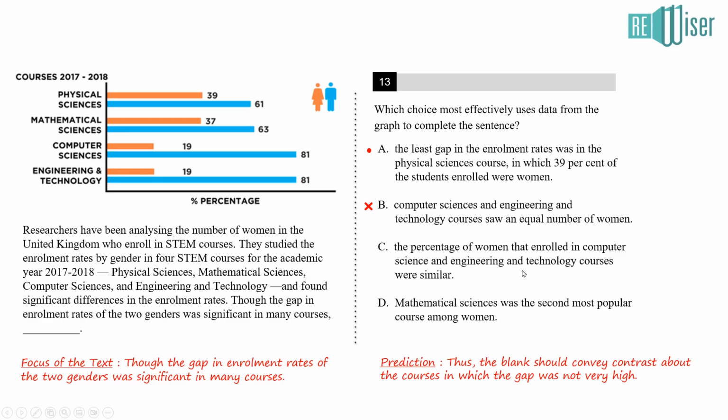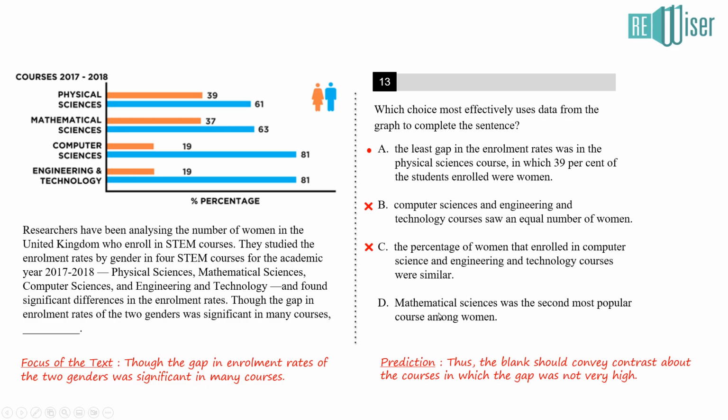Moving on to option C. The percentage of women that enrolled in computer science and engineering tech courses were very similar. Now again, C is factually correct, but it does not provide an effective contrast with respect to the last sentence of the question. So option C can be eliminated.